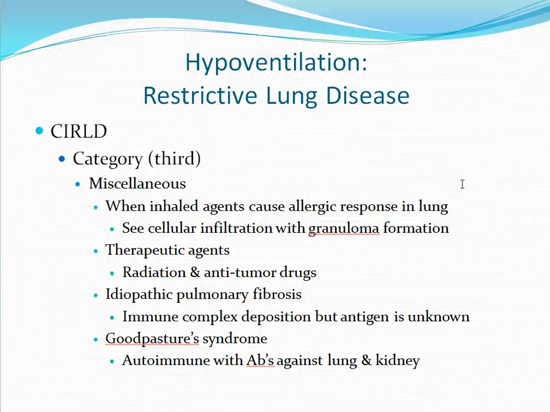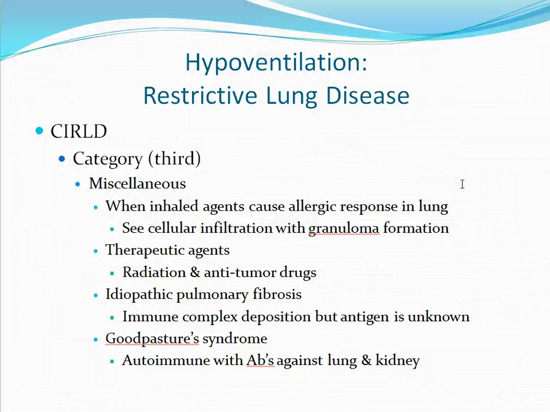Then there are various miscellaneous categories of CIRLD. This includes when inhaled agents cause an allergic response in the lungs. You will see cellular infiltration with granuloma formation followed by diffuse fibrosis. It could also be due to therapeutic agents such as radiation and anti-tumor drugs. There is idiopathic pulmonary fibrosis. Here you see immune complex deposition, but the antigen is unknown. This is common in males between the ages of 30 and 50.